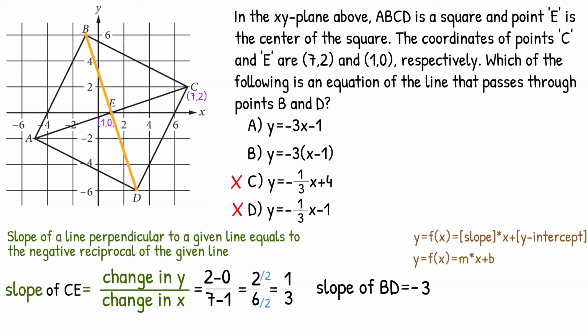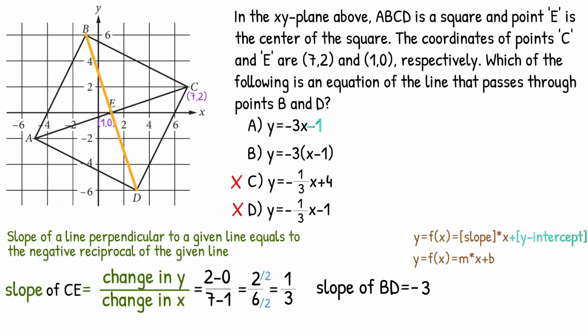Now let's decide which one of the first two is our answer choice. As we know, any line has two major descriptors: it has a slope and it has a y-intercept. We can see that the slope works in both cases. So let's identify the y-intercept. In answer choice A, it is implied that the y-intercept equals -1, which is the last part of the equation.